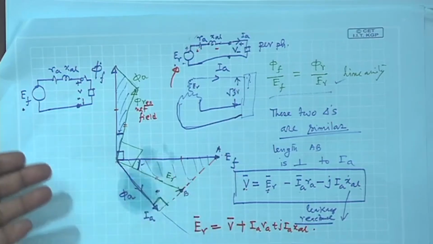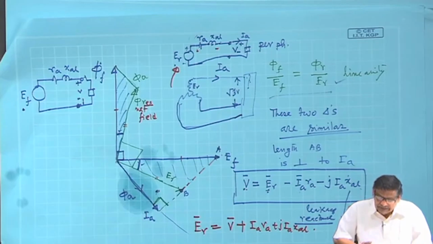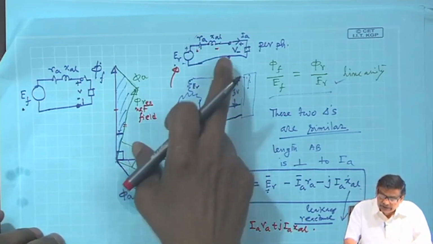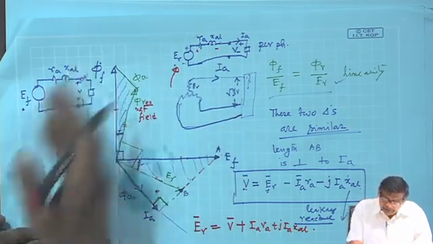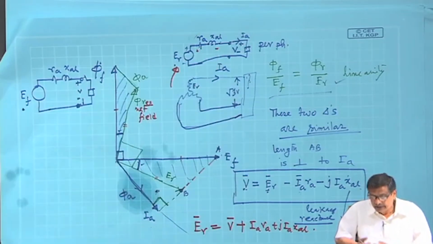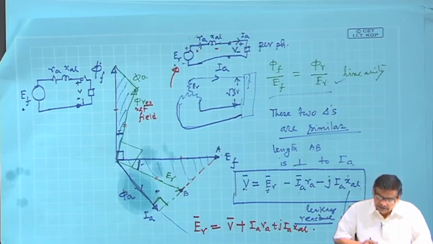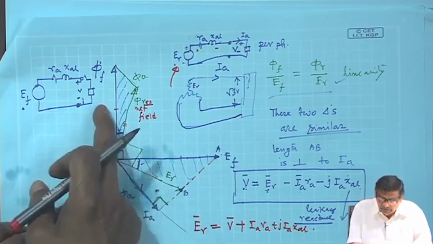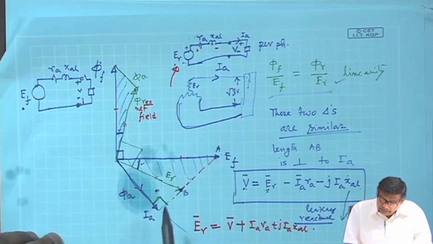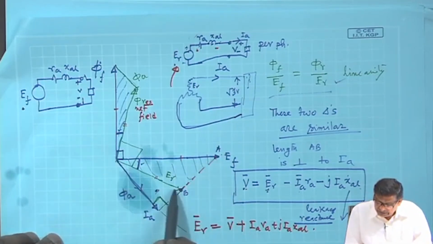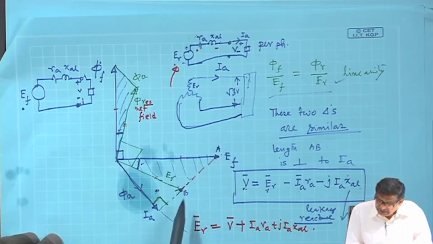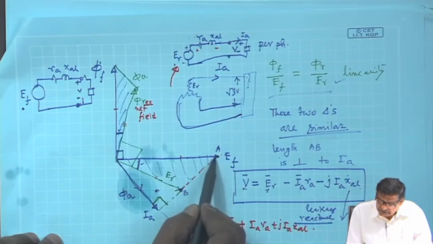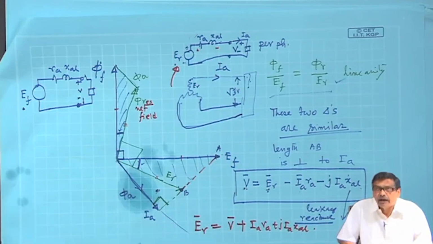E f is not there, because E f was the induced voltage per phase when the machine was under no load condition, when the switch was open. But the moment the switch is closed, we find that the resultant field in the air gap, which causes the induced voltage in the coils, changes the voltage to E r, which is different from E f. But in this change in voltage, we find that this length is perpendicular to I a.